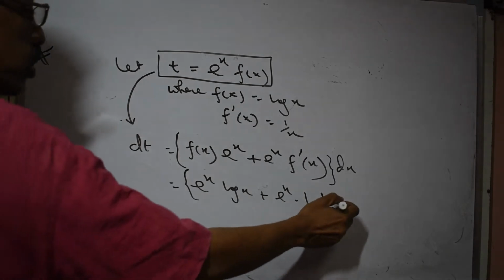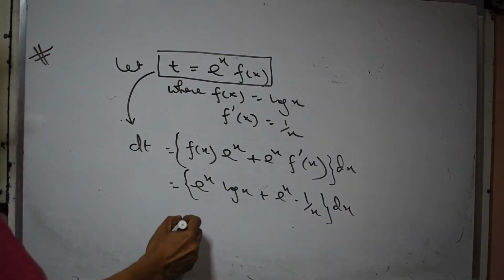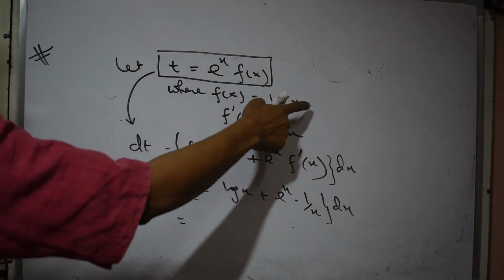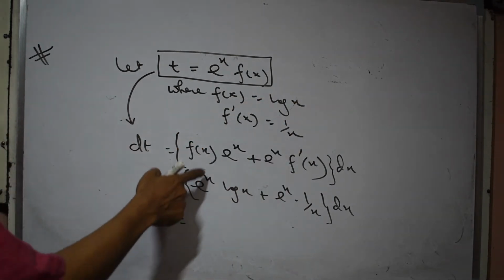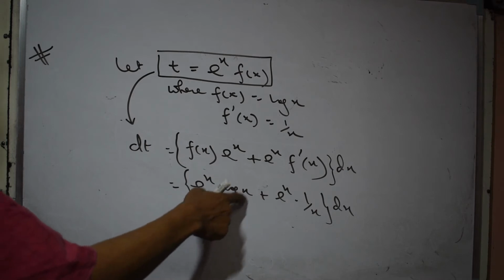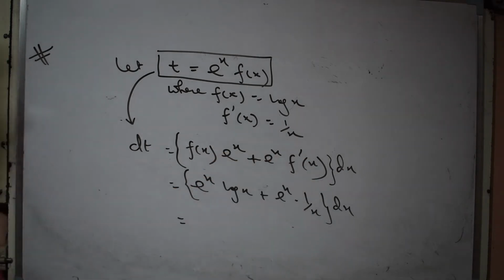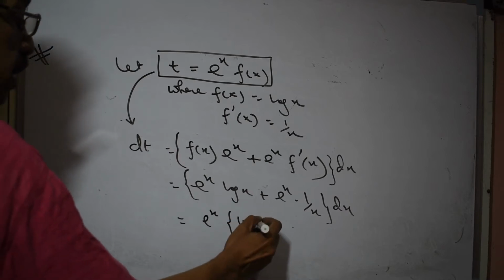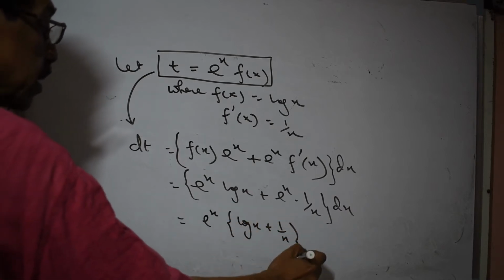So we can take common e to the power x. When you differentiate e to the power x into f(x), where f(x) is log x, we get e to the power x into log x plus e to the power x into f dash x, which is 1 by x. So taking e to the power x common, what you are finding is log x plus 1 by x.